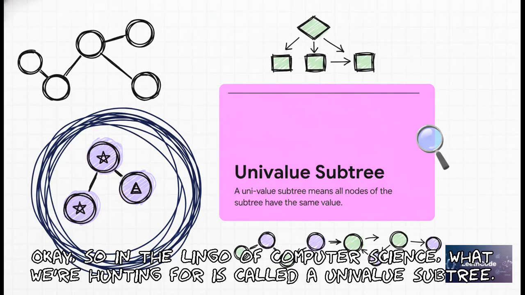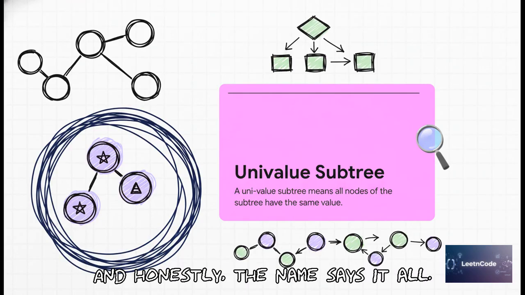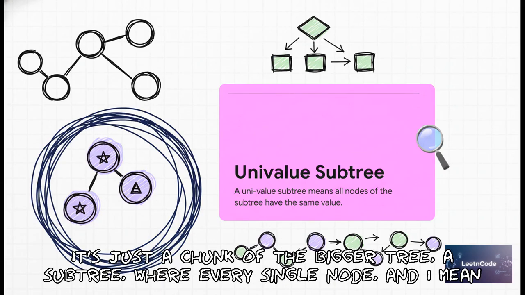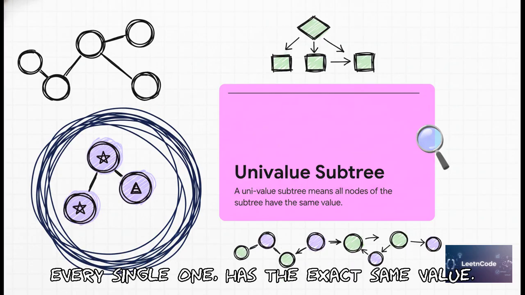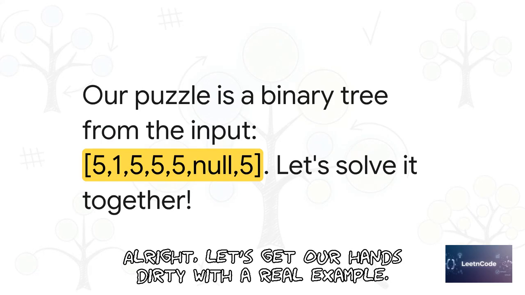Okay, so in the lingo of computer science, what we're hunting for is called a Univalue subtree. And honestly, the name says it all. It's just a chunk of the bigger tree, a subtree, where every single node, and I mean every single one, has the exact same value. Simple as that. All right, let's get our hands dirty with a real example.